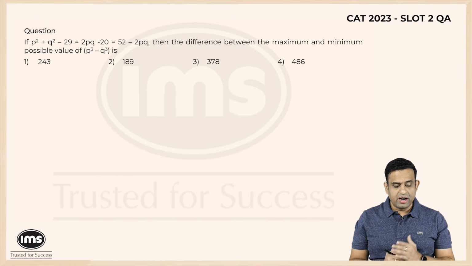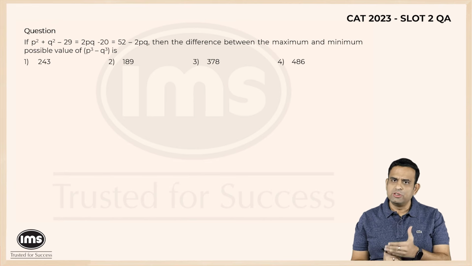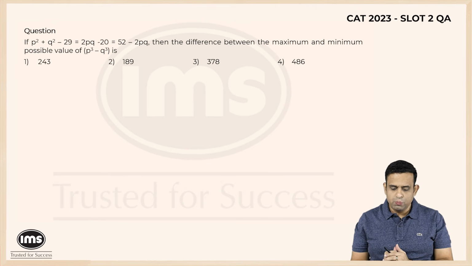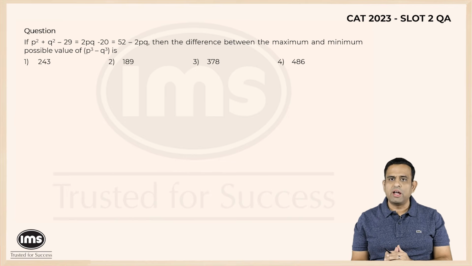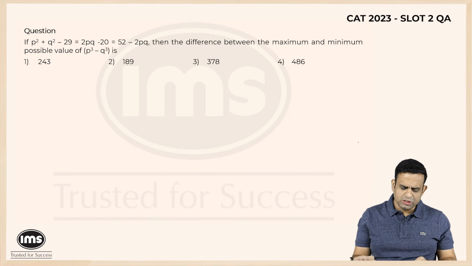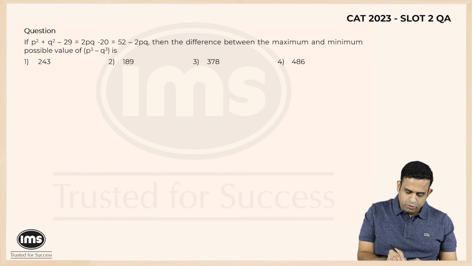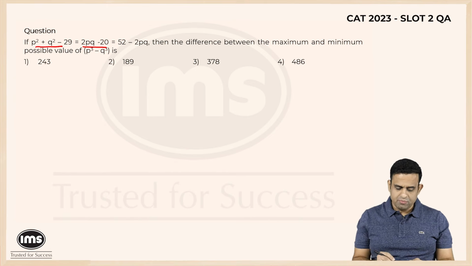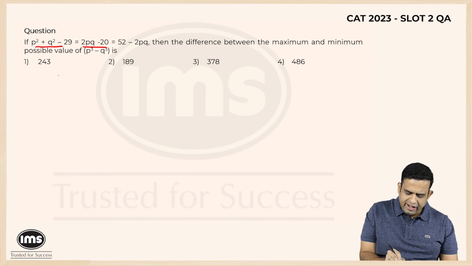In the next sum, it is given that if p square plus q square minus 29 is equal to 2pq minus 20, which is also equal to, one can say, 52 minus 2pq, then the difference between the maximum and the minimum possible value of p cube minus q cube will be how much? So first of all, let's see what can be done in this particular context. If I take the first one and the second one, and bring the terms involving p and q on one side and the number on the other side, one will find p square plus q square minus 2pq is equal to 29 minus 20, giving you 9.